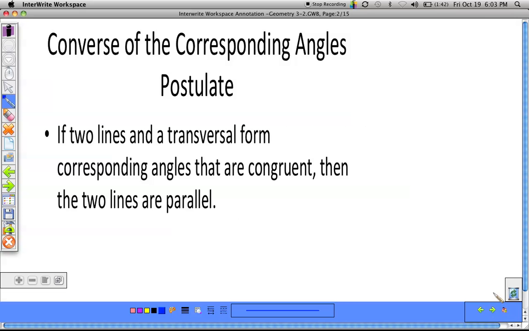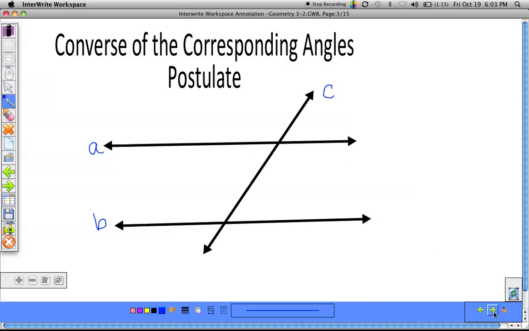So the first postulate that you need is the converse of the corresponding angles postulate. And that says that if two lines and a transversal form corresponding angles that are congruent, then the two lines are parallel. So last time we learned that if two lines are parallel, then the corresponding angles are congruent. So now we're just going backwards. So let's go ahead and try an example of this.